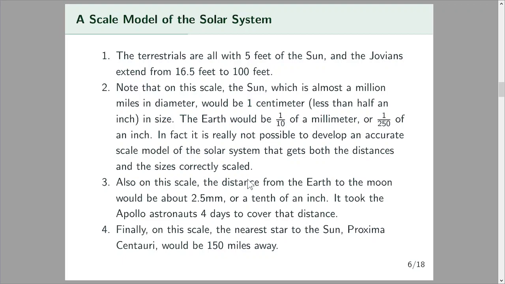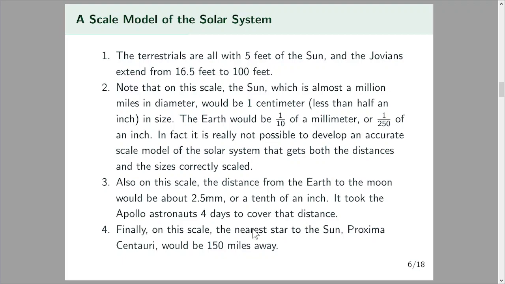Also on this scale, the distance from the Earth to the Moon is about 2.5 millimeters, or about 1/10 of an inch. So on a scale where the distance from the Earth to the Sun is a meter, the distance from the Earth to the Moon is about 1/10 of an inch. It took the astronauts 4 days to cover that distance. So this should give you a sense of the size of things. It took close to 10 years for the New Horizons spacecraft to travel from the Earth to Pluto, and it was the fastest spacecraft that's ever traveled. So it takes a long time.